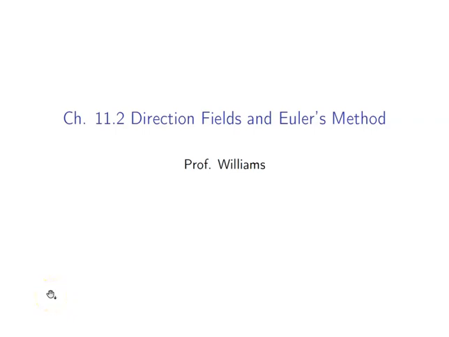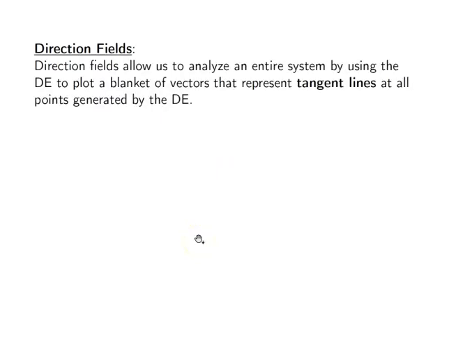This is 11.2. We're going to talk about direction fields and Euler's method. Okay. So, what is a direction field? A direction field is basically a graph where you plot a whole bunch of tangent lines. Okay. So what it does is it allows us to analyze the entire system of a differential equation, meaning we can look at kind of all the solutions at once by looking at a direction field.